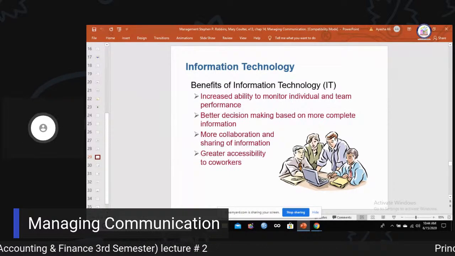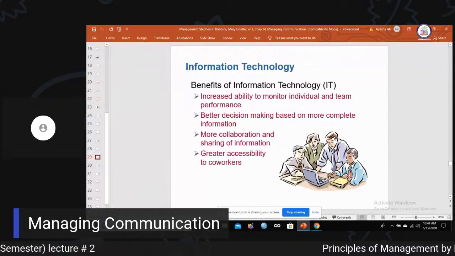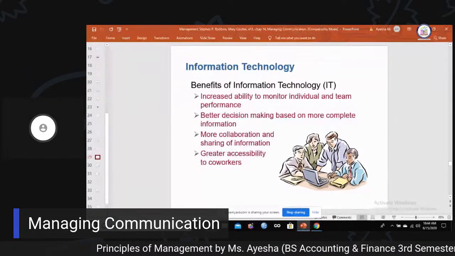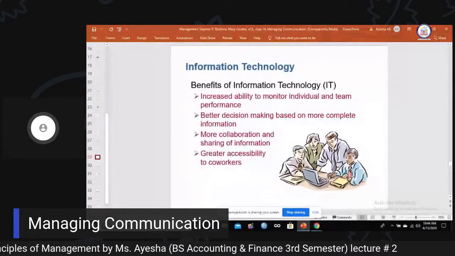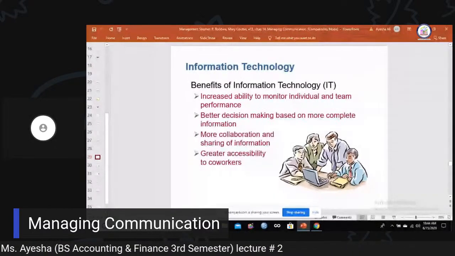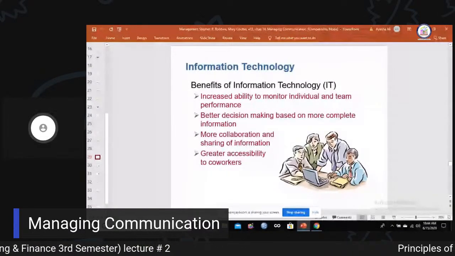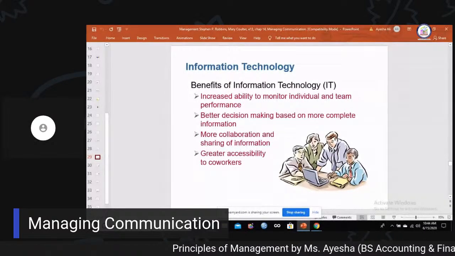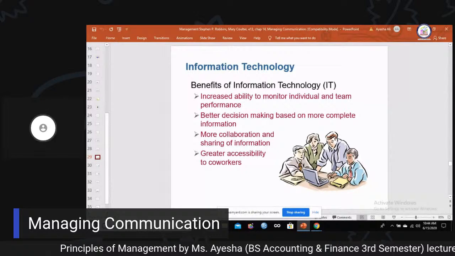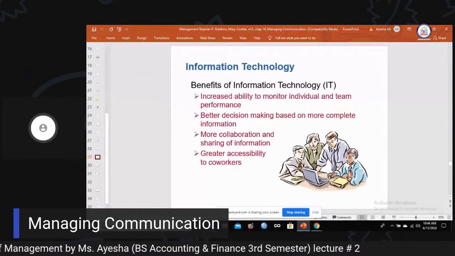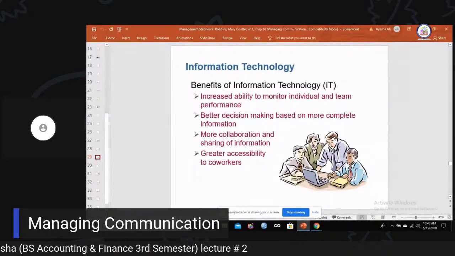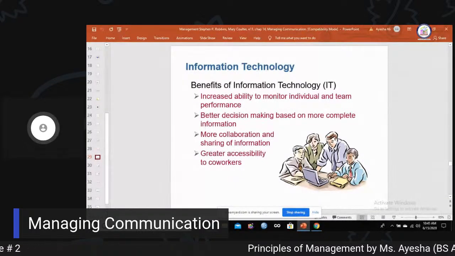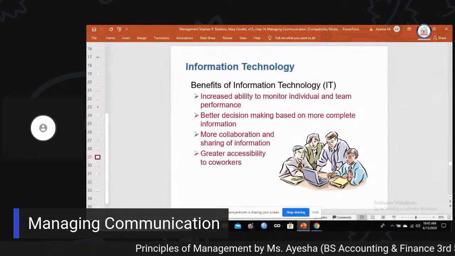Better decision making based on more complete information. By using technology, we get more comprehensive information about certain situations and certain projects. We do surveys, we do research. So it's convenient for us in making decisions, and after all this work, we are able to take sounder, more logical and better decisions.